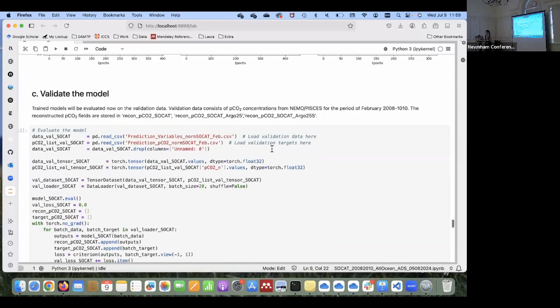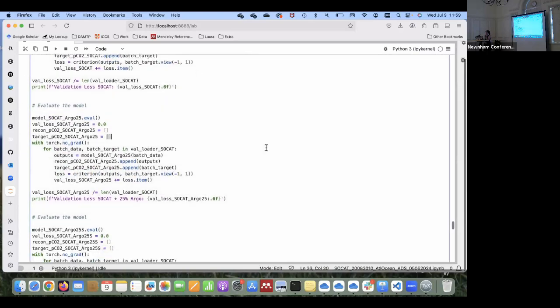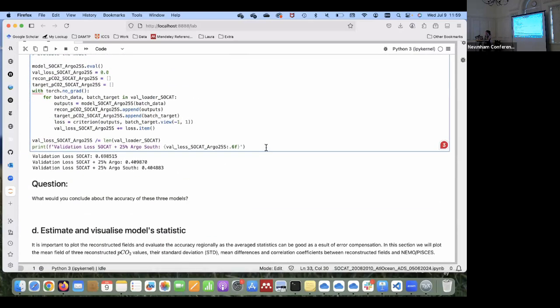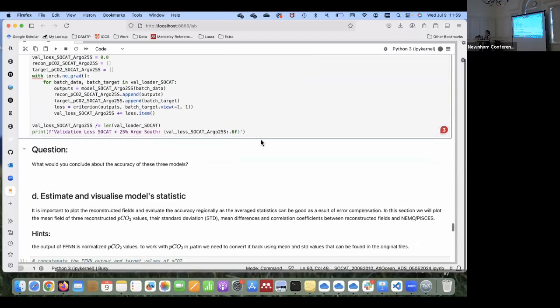This is just plotting. Okay, so now we validate the model, which basically means we use the model to reconstruct the PCO2 across the whole Atlantic and see how well that compares with the actual model results, which was our truth. I guess I will rename the variable, so I do run it. But this also is a bit of a lengthy process.